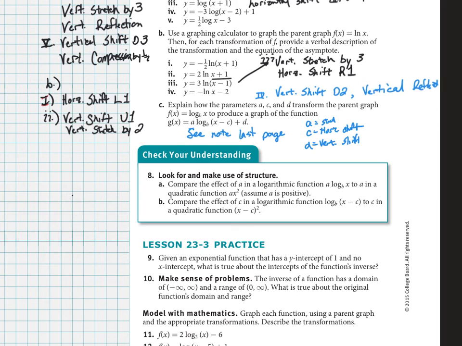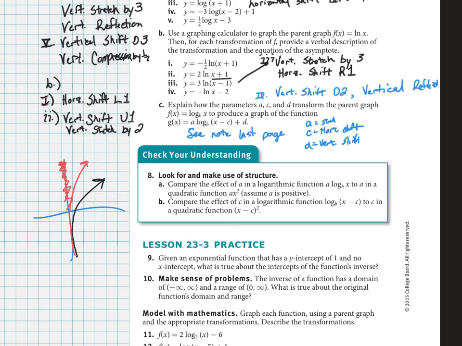It says, looking and making structure. Compare the effects of A on a logarithmic function, log base B of x, to the A on a squared. Well, think about what the logarithm did. If you think about the logarithm, when we put the A value in, the parent function looked a little something like this. And then when we added a value that was outside of 0, it's almost like a magnet was pulling it close to this y-axis up here. It went here and it got pulled. It's like the rebar, like I said, is pulling it towards this y-axis.